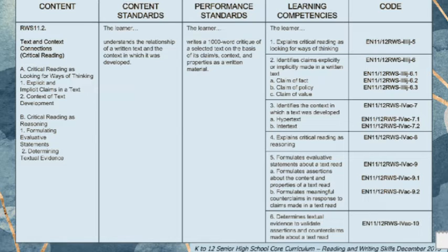In the next column, you can see the content standard, which is based on what our content is all about. And in this topic, the content standards specify that learners should understand the relationship of a written text and the context in which it was developed. The third column shows the performance standard of the lesson, and in line with what the content standard specified, the performance standard will be to write a 1,000-word critique of a selected text on the basis of its claim or claims, context, and properties as a written material.